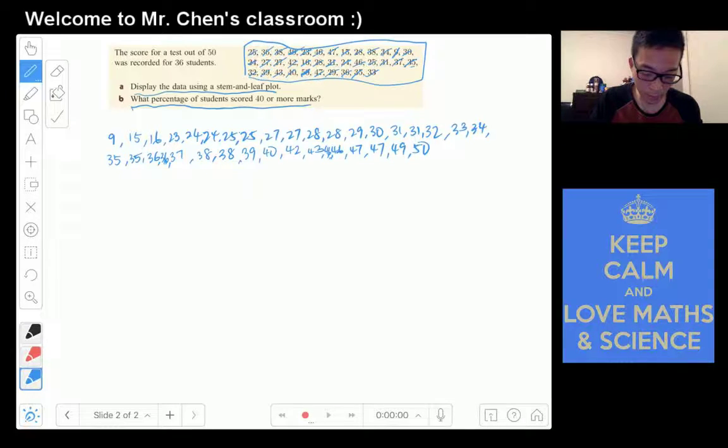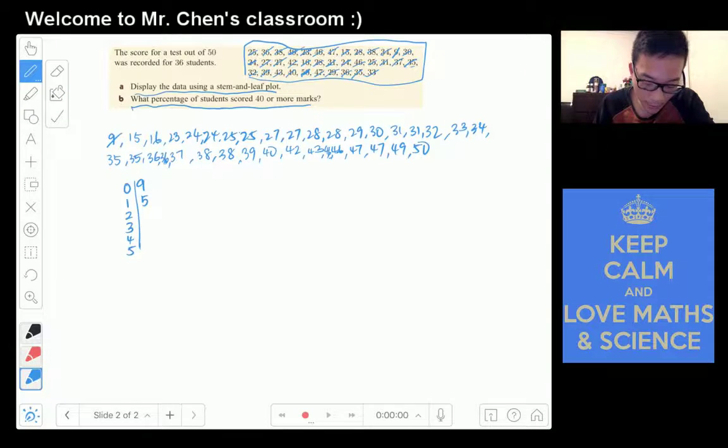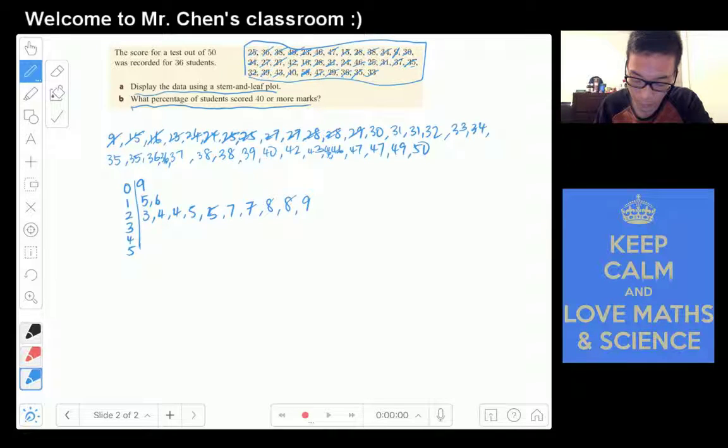Alright, finally, we have sorted this out. And once you sort this out, you can create the stem and leaf plot. The biggest number is 50, and the smallest number is 9. So we know straight away the stems are 0, 1, 2, 3, 4, 5. The 0 here means we have 9, one singular number, so it will be 0 and 9, followed by 15 and then 16, where you only need to write 6. After that you have 23, 24, 24, and 25, 25, and 27, 27, 28, 28, 29, and then 30, which is 3 and then 0.